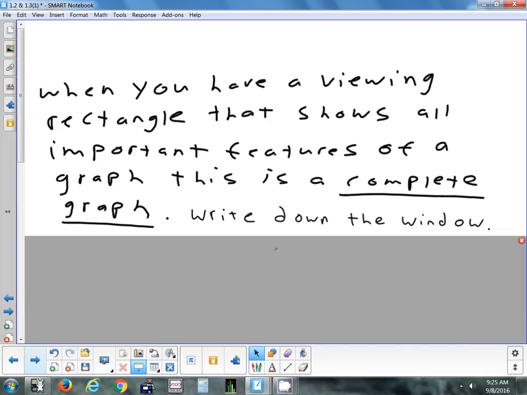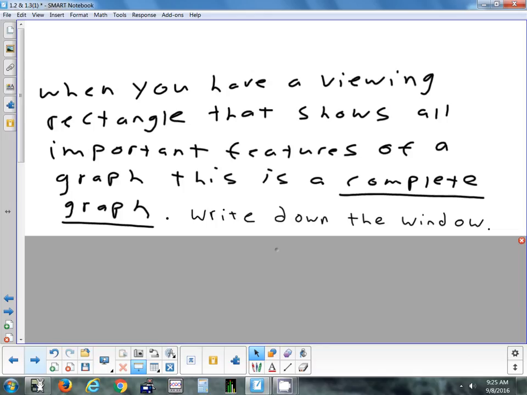Okay, so when we graph something or do anything on the calculator, you've got to have a window that lets you see all the important stuff. Important stuff, that's things like, where does it cross the x-axis? Where does it cross the y-axis? If it's a parabola, where's the minimum or where's the maximum? If you're graphing multiple lines on the screen, maybe we want to see, do they cross somewhere? That's important.